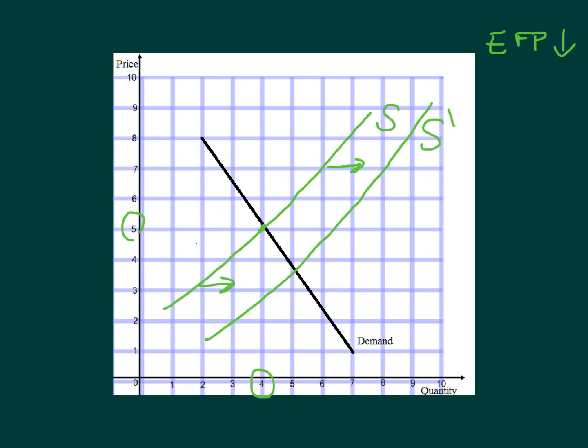And we've done this before, but what we want to focus on right now is what is the impact on the market equilibrium. So when you have a supply increase, we see we get a new market equilibrium price of about $3.50. So the price goes down, market equilibrium price has gone down, and market equilibrium quantity has gone up.